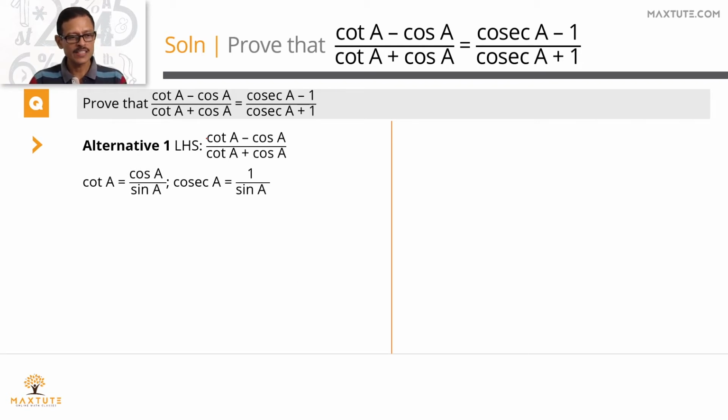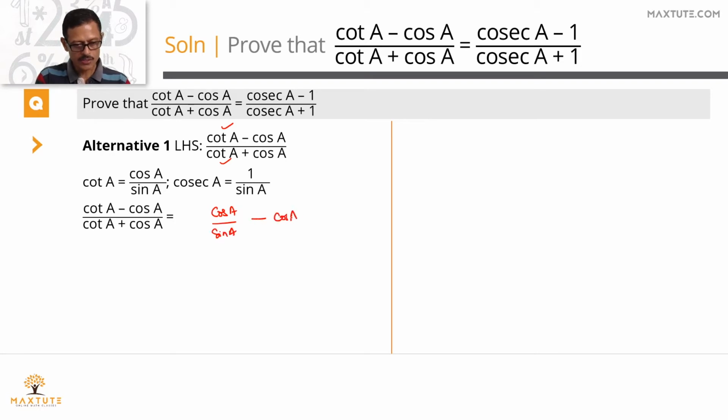So first step, let's replace the cot A both in the numerator and denominator of LHS as cos A by sin A. So when we do that, what we'll get is cos A upon sin A minus cos A, this is the numerator, divided by cos A by sin A plus cos A. Let's look at it. There's a cos A term in the numerator in both parts. In the denominator of both parts as well, we have a cos A term. So let's take the cos A common both in the numerator and in the denominator.